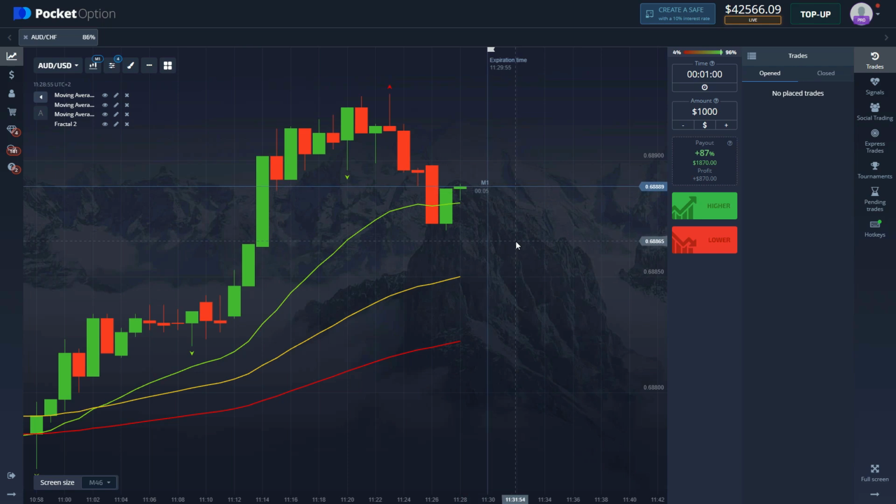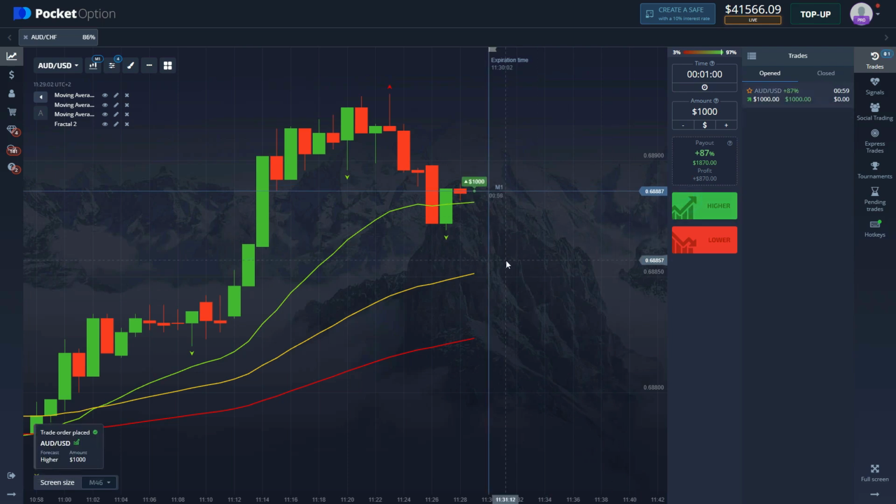If we do, we're gonna enter the trade. If not, we're gonna continue looking for more entries. And there it is. So we enter a 1 minute long trade. Now let's skip and see if we manage to secure this one. Let's go.